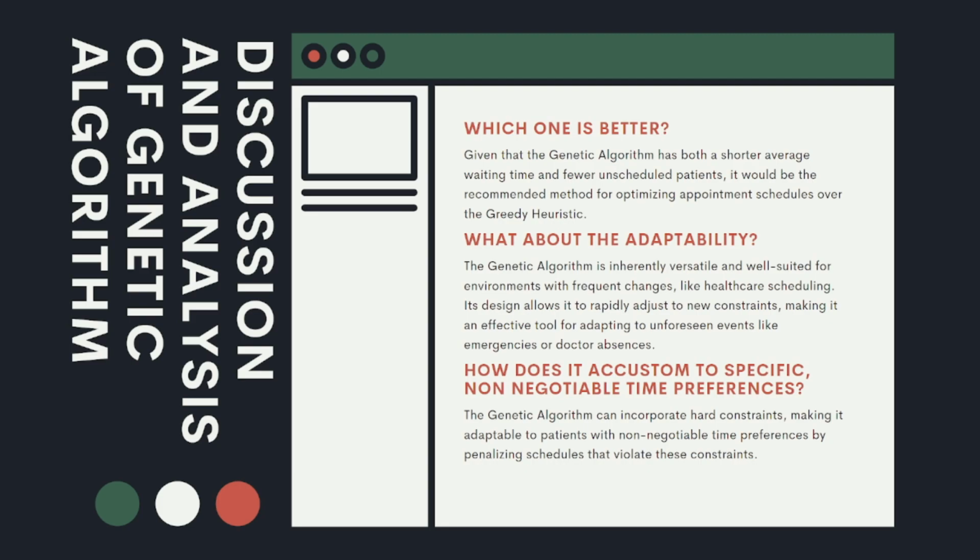It leads to fewer unscheduled patients, and it is inherently versatile, adaptable, and suited for environments with frequent changes. For example, a last-minute cancellation of a doctor's appointment due to doctor emergencies, or the addition of emergency patients, can be handled easily. The genetic algorithm also has a penalty system that can incorporate hard constraints, such as the waiting time should not be more than 1 hour, or the number of unscheduled patients cannot be more than 5, making it adaptable to patients with non-negotiable time preferences.